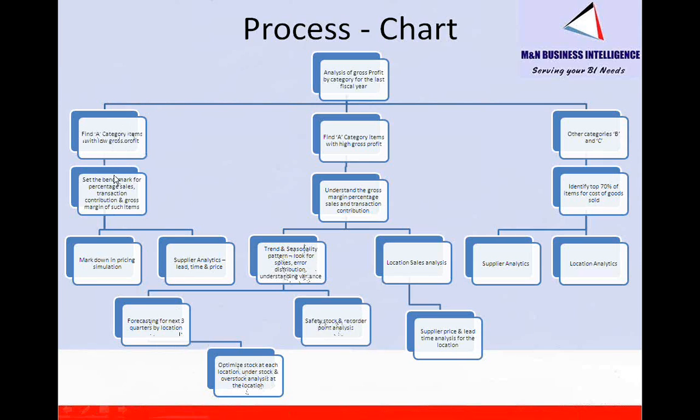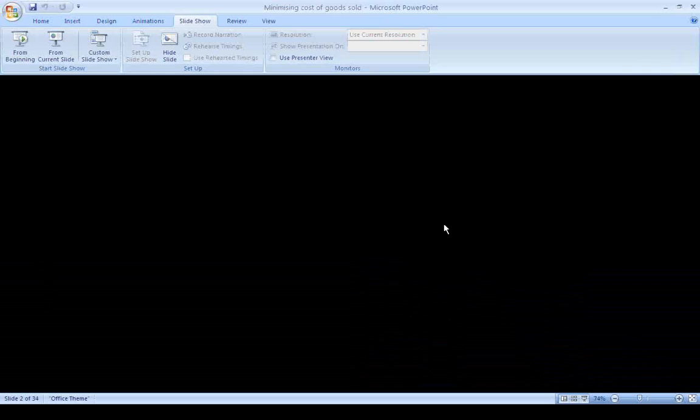Low gross profit items, you'll have to probably weed them out. We will look at the markdown in pricing and simulation, and look at supplier analytics. For B and C, identify the top 70% and look at location and supplier analytics. So let's go on to what we have done with Qliktech.